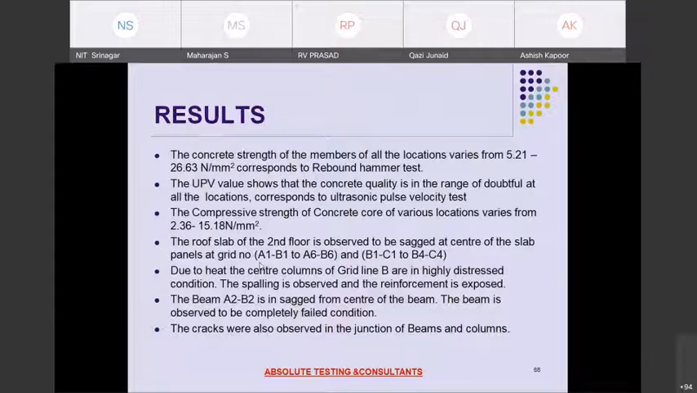The roof slab of the second floor is observed to be sagged. Due to heat, the center columns of grid line B are in a highly distressed condition. The beam A2, B2 is sagged from the center of the beam. Cracks were also observed at the junction of beams and columns.